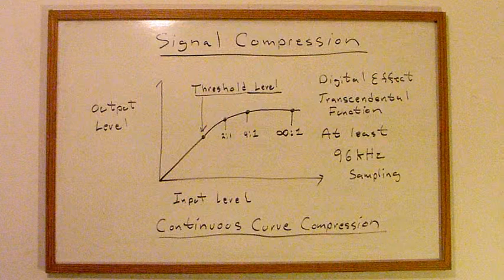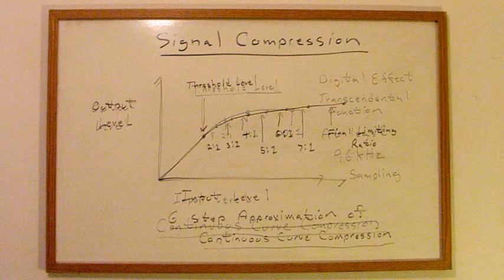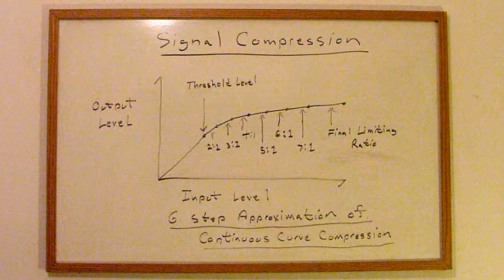And then a little while later, I figured that I could approximate a continuous curve compression with a number of compression ratios. And that brought me to this. This is the method I've used to construct my compressor. This is an analog 6-step approximation of continuous curve compression. The ratios shown here are not the actual ones I use in a compressor. These are just for illustration.